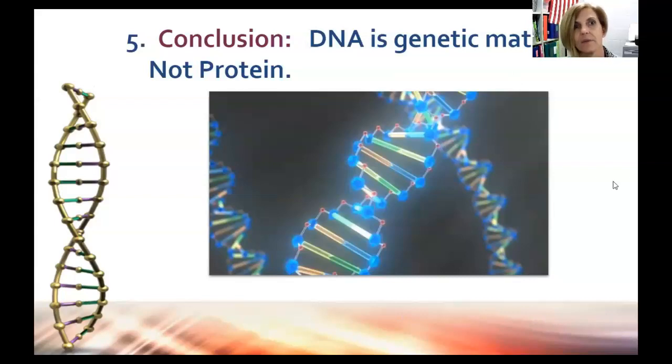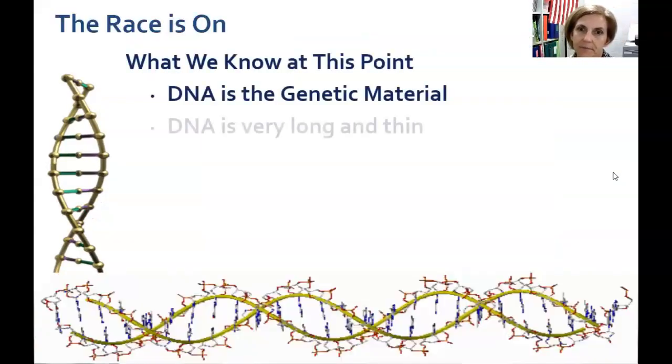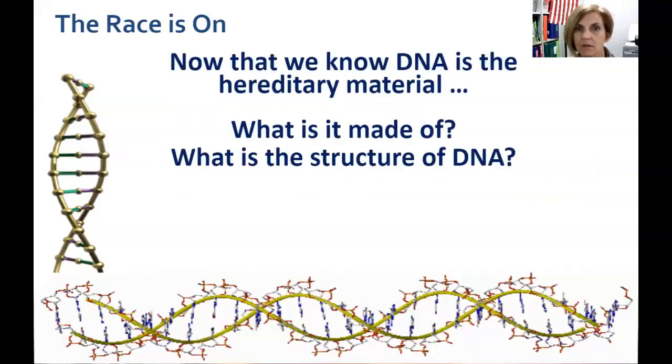So now that we know that DNA is the genetic information, we know a little bit about its characteristics. We know that it's long and thin, and it has 4 nitrogen bases: adenine, thymine, cytosine, and guanine. We know it has a phosphate group and a 5-carbon sugar. So we know a bit about its chemical makeup. We want to know now, what is its structure? The next set of studies goes into determining the structure of DNA.